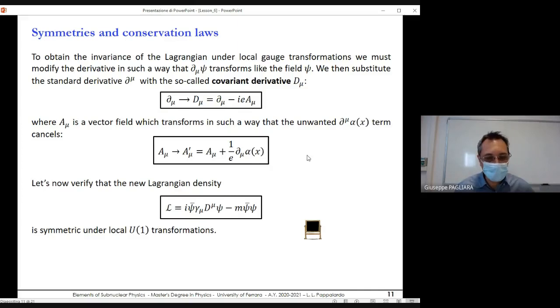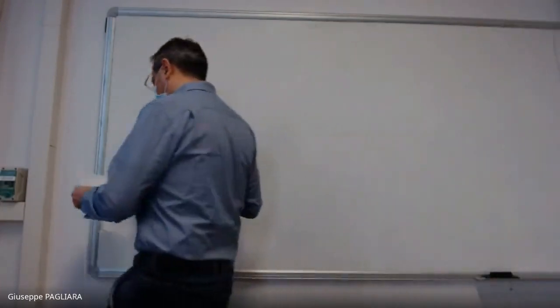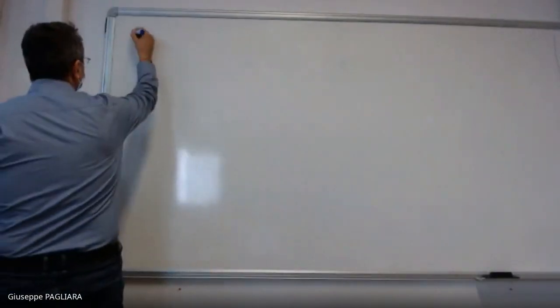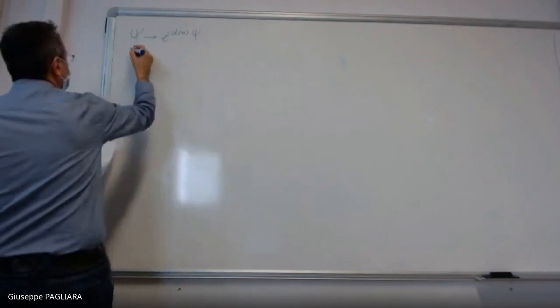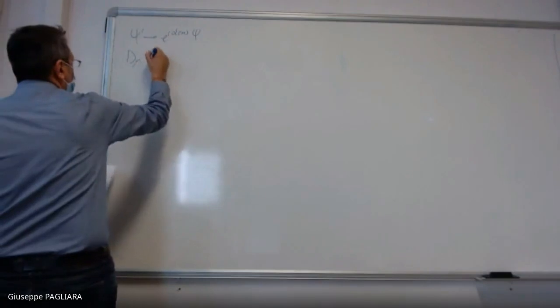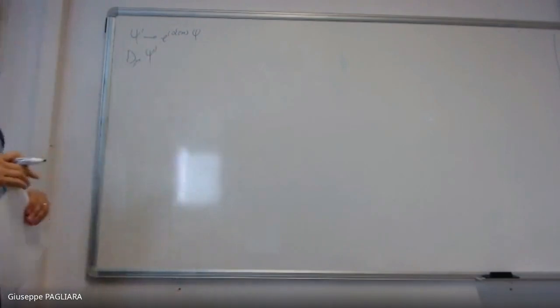So let's see this again on the blackboard. Again, we start from our Lagrangian, but now where the derivative has been replaced by the covariant derivative. Okay, and see what happened. As a first thing, let me show you that with this change, now the derivative transforms like the field. So the field goes like e to the i alpha of x psi. Now, let's work out the covariant derivative of the transformed field.